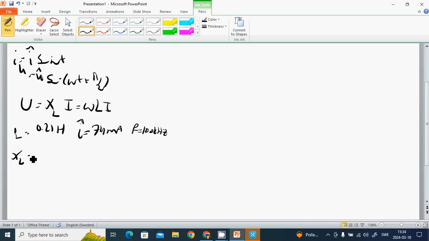What is XL equals to 2 pi F L? This omega L is 2 pi F L, we put the values, we are going to get 1319 ohm. And what is the top value of U equals to XL I top?